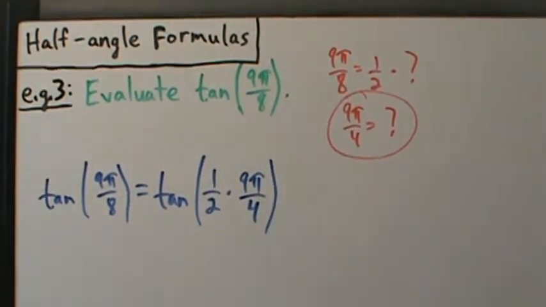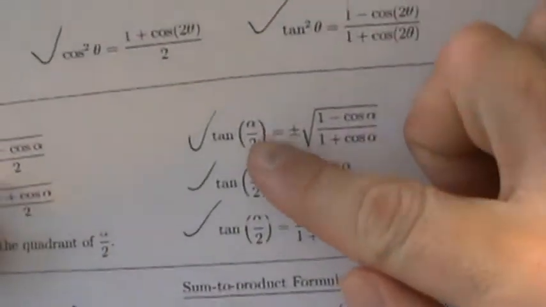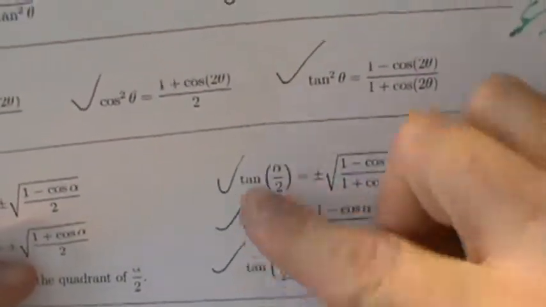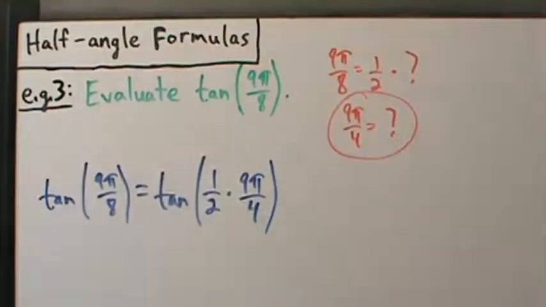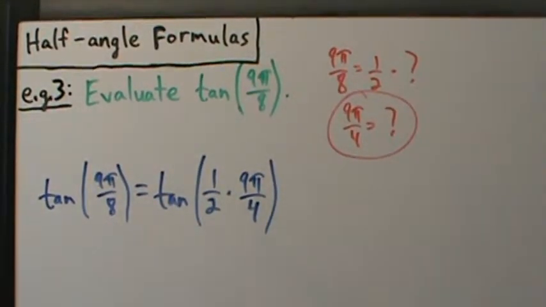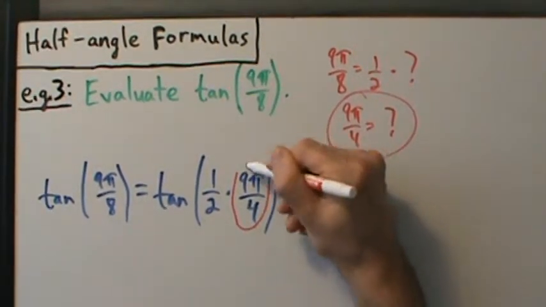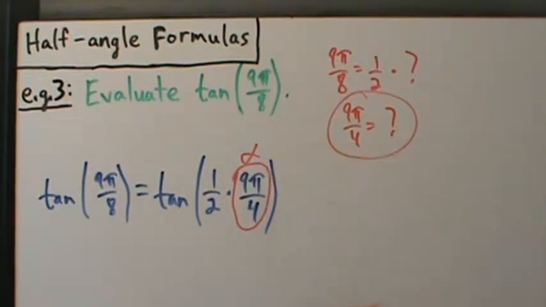Okay. So if we go back to our formula sheet here, we see tangent of alpha over 2. So alpha over 2, that's the same thing as 1/2 times alpha. So dividing by 2 is like multiplying by 1/2. So this 9 pi over 4 right here, that is our alpha. Okay, that's going to be our alpha.